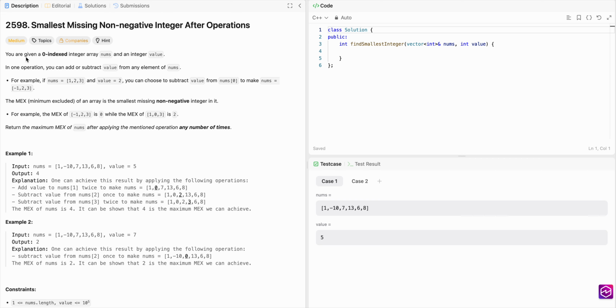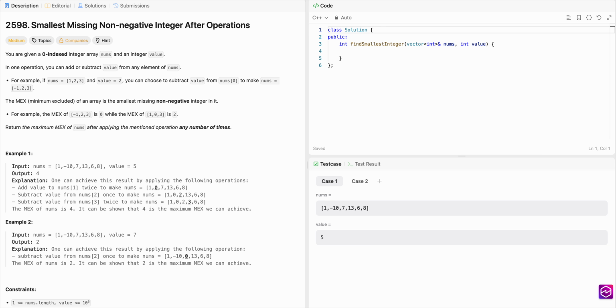the negative integers do not concern our MEX, so we can just take them away because we don't really care about them, and we have a value. But we can increase the value. We have to subtract it. You can choose to subtract it or add it. So we'll add it 2 times to -10, so it will become 0, and then we'll have 0, 1, and I think that's how we are going to do it.